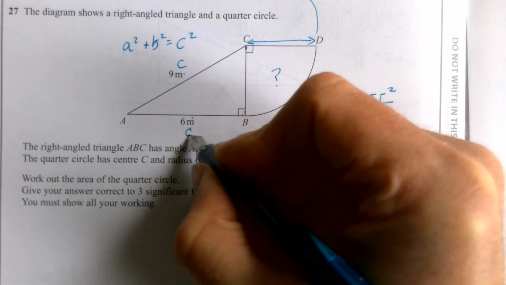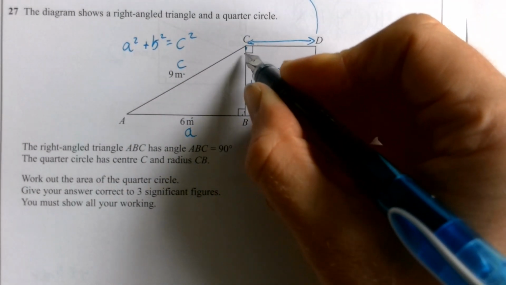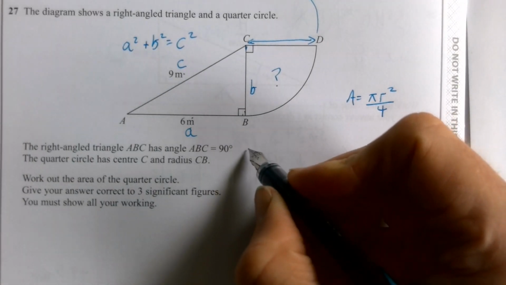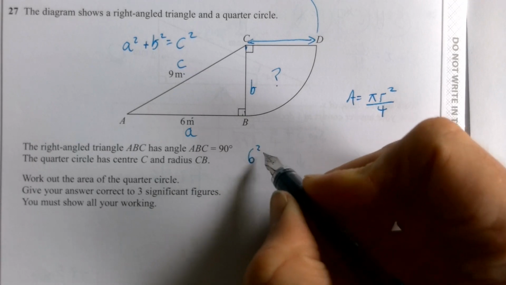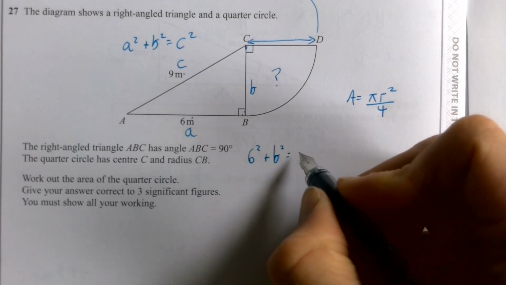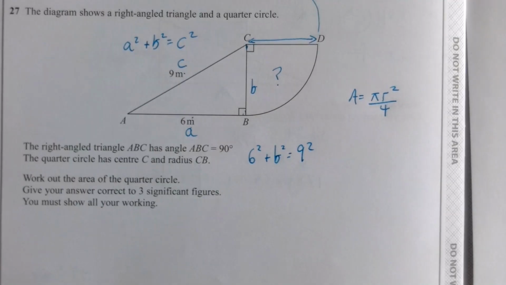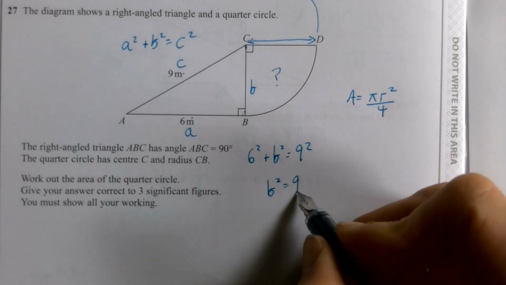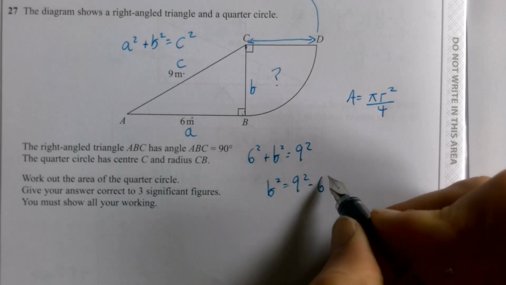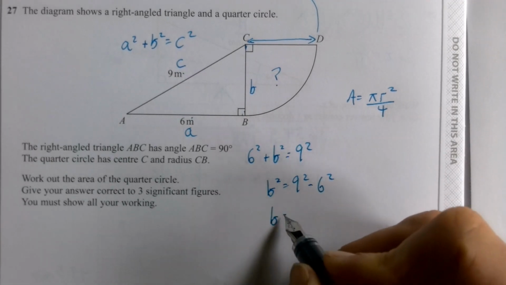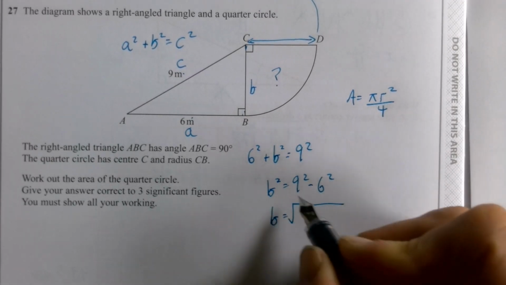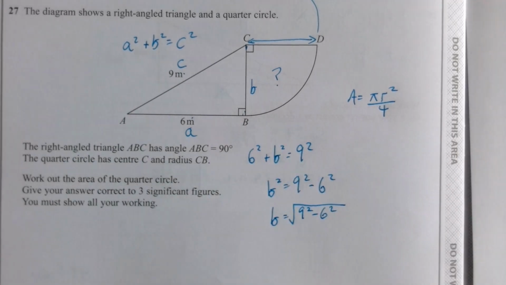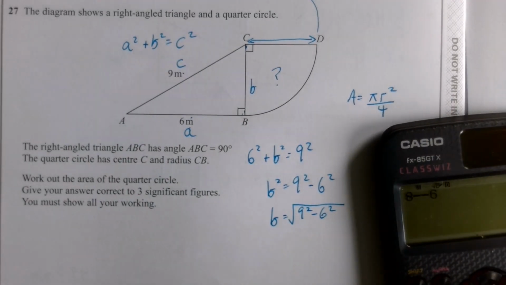This one you could call a or you could call b, and this one you could call a or you could call b. So you can say that 6 squared plus b squared equals 9 squared. With a bit of rearrangement, you can say that b squared equals 9 squared take 6 squared. But we don't want to know that. We want to know what b is, so we need to do the square root of it. And you can put that all in your calculator in one go.